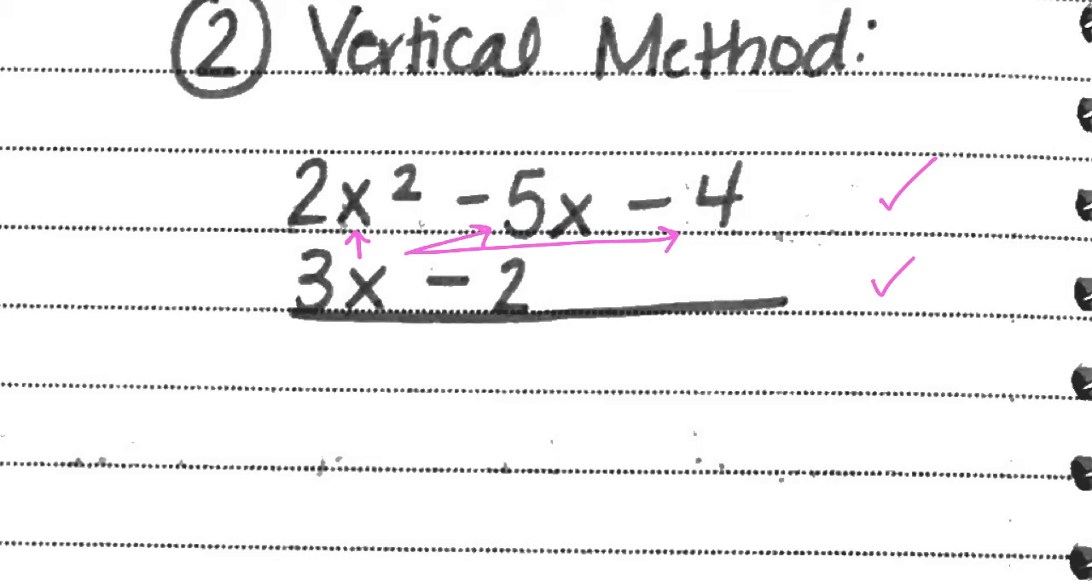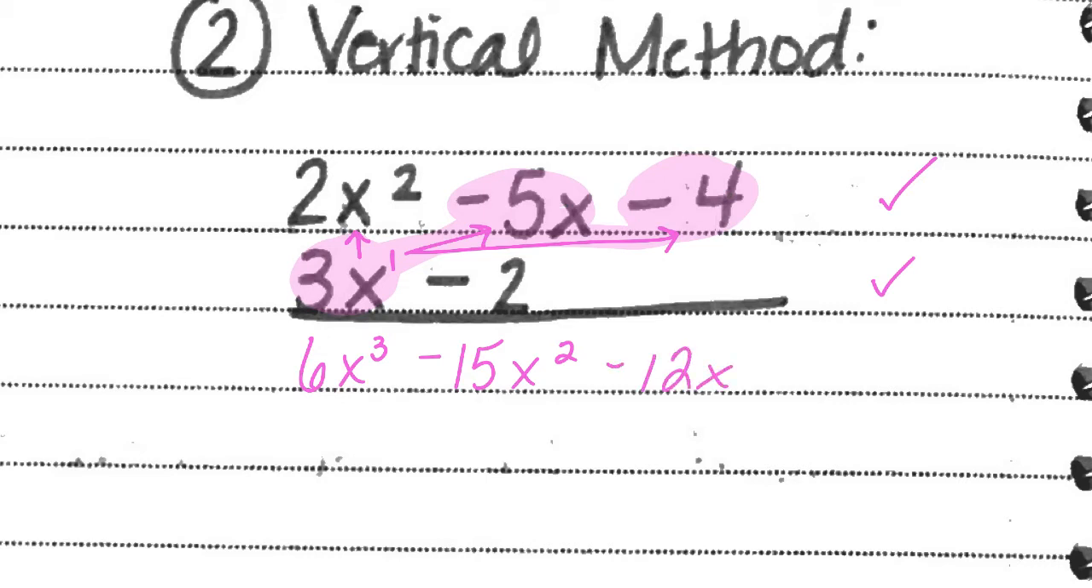So when I multiply, I get 6x cubed, because I have 1x here. And then I'm going to multiply 3x times negative 5x, and that gives me a negative 15x squared. And then I'm going to take 3x and multiply it by this negative 4. So I'm just traveling along these little arrows that I made. And that's going to give me a negative 12x.